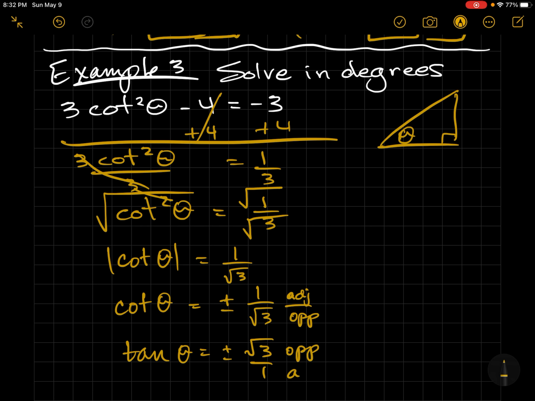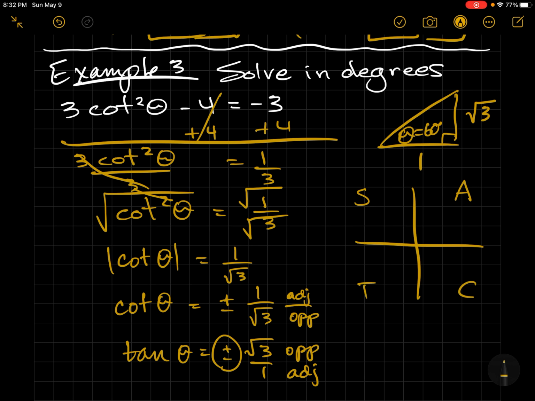You could do that. And notice the radical 3 is still the opposite and the 1 is still the adjacent. So no matter how you do that, you're going to get your radical 3 here and 1. Across from radical 3, we have our 60-degree reference angle. Now, where is tangent positive or negative?